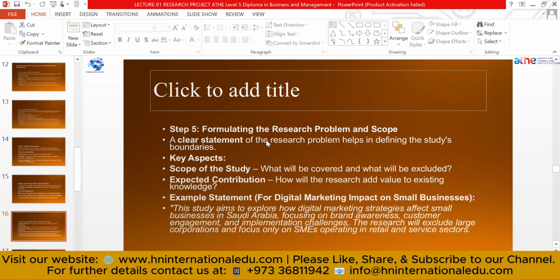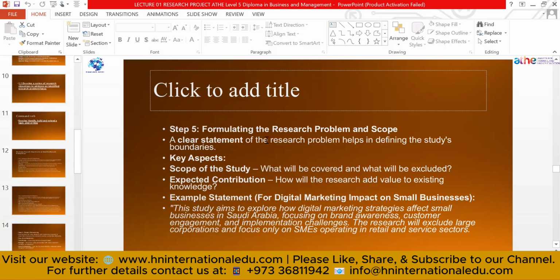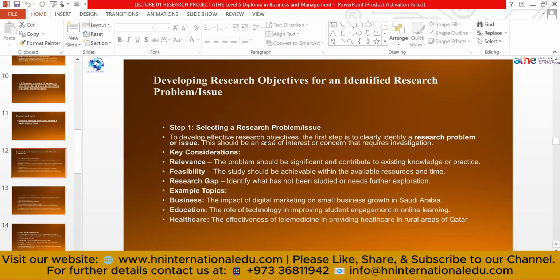Then example statement, that's the example which we have selected for the topic from the business area, digital marketing impact of the business. Small businesses. This study aims to explore how digital marketing strategies affect small businesses in Saudi Arabia, focusing on the brand awareness. If you remember, these were the terms in my objectives as well. Same things I need to highlight that in the statement as well of my research problem. Customer engagement and implementation challenges. You can even see that again. This is how you have to relate that back again and again. See, existing knowledge, then engagement, everything is over here.